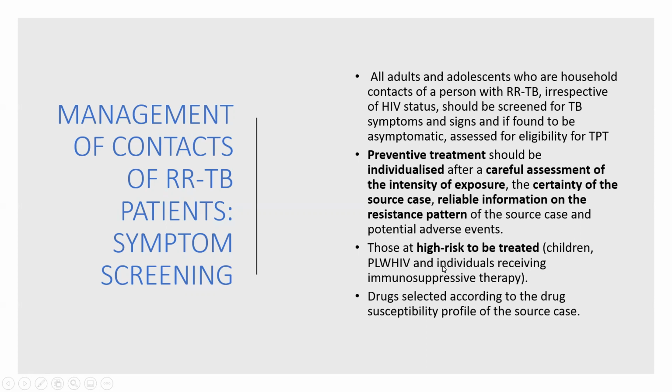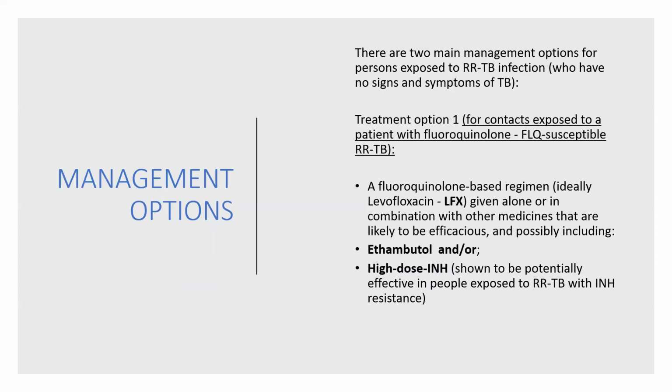So these are the individuals that are eligible for TPT after being screened, and if they are contacts, after being screened negative for TB, then you have to consider giving them TPT. So the drug is selected according to the drug susceptibility profile of the source case. So this is what I mentioned, that you look at the susceptibility of the source case in terms of what treatment was taken, which drug was susceptible and which one was resistant, and that will give you guidance. But we'll talk about it on our next slide.